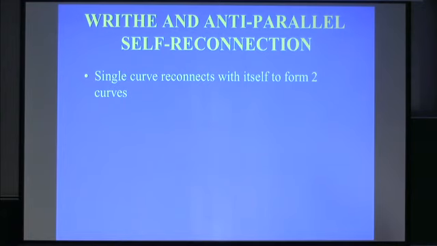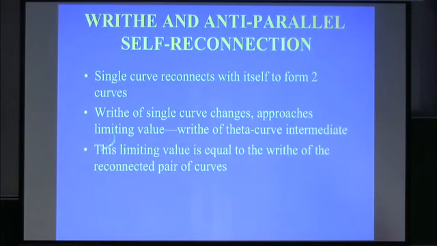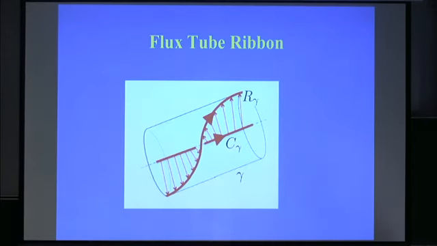So if you've got a single curve reconnecting with itself, it's a little different. I mean, a single curve reconnects to form two curves. The writhe of the single curve changes, it approaches this limiting value, which is the writhe of the theta curve intermediate. And then this limiting value is equal to the writhe of the reconnected pair of curves.